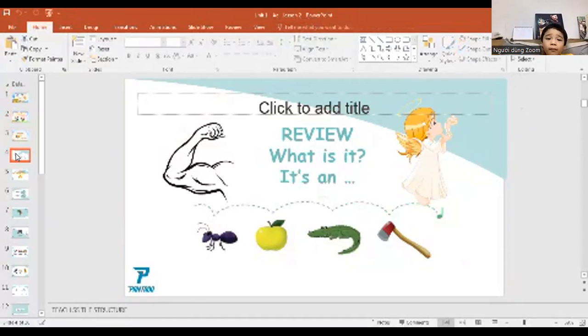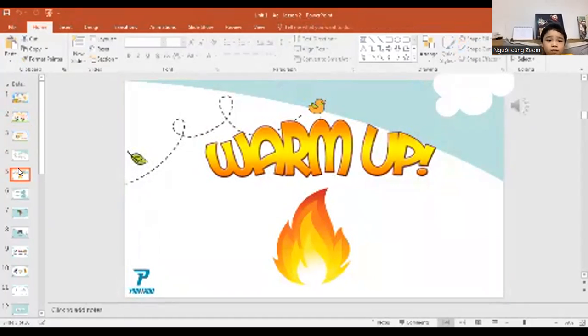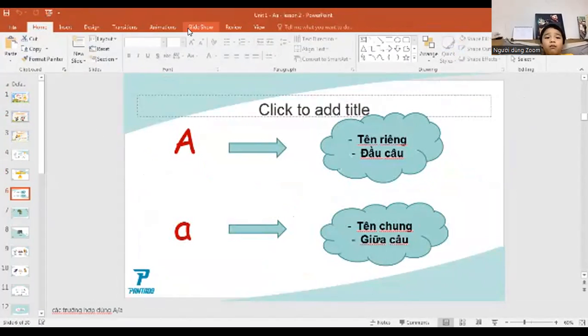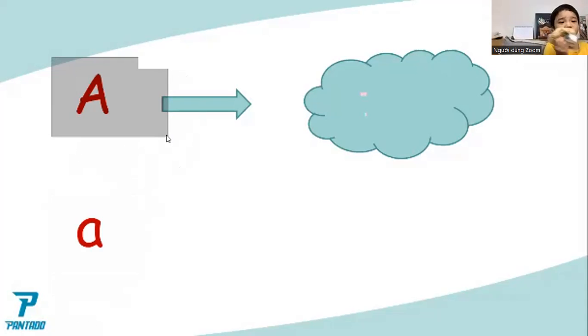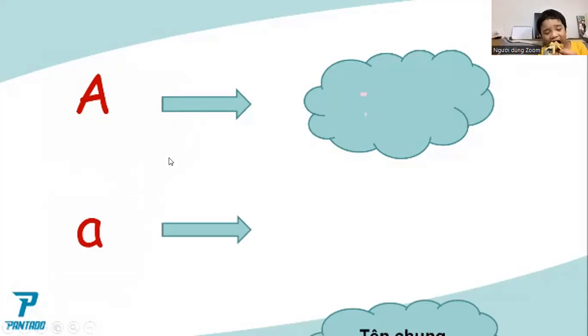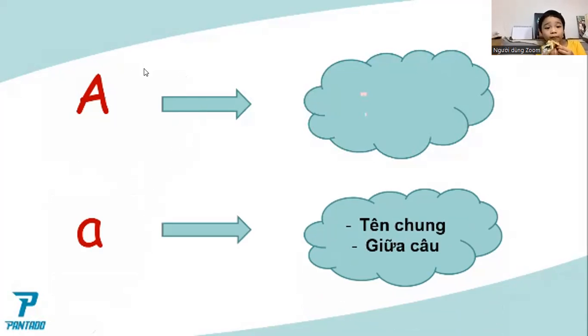Okay. So this time we will be learning another unit, which is Unit 1, Lesson 2. Okay, so before that, let's have a quick warm-up first. What letter is it? This is letter A. A, very good. That's correct. What about this one? Is it big or small? Very good. You say big letter A.